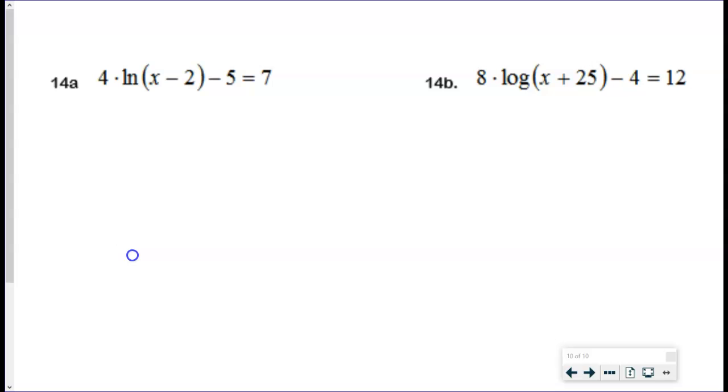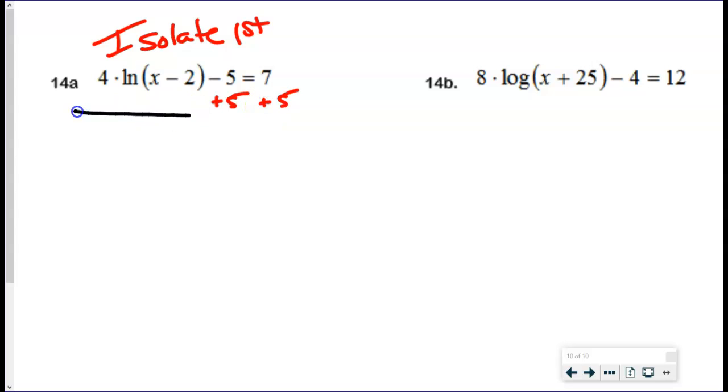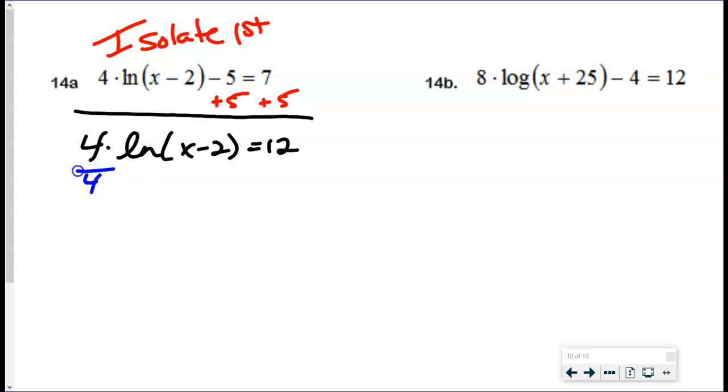Alright, 14, again, you need to isolate first. You got 2 steps of isolation. So I'm thinking we need to add a 5. And then we're still not done, because then we're going to have to get rid of that 4. So 4 is being multiplied right now, so let's divide by 4 on both sides. And finally, we have the natural log of x minus 2 equals 3. So now we're going to exponentiate.